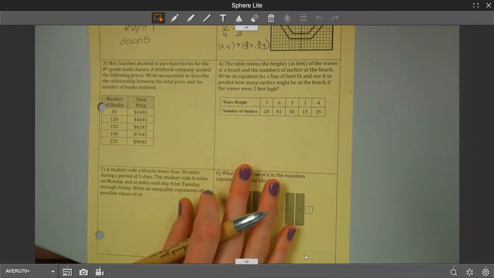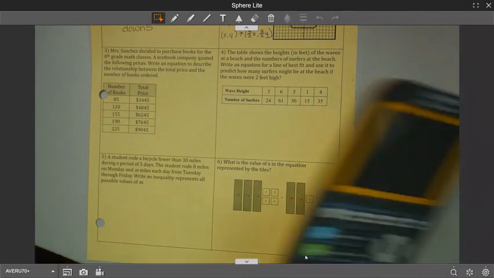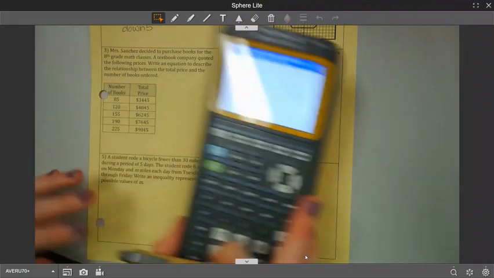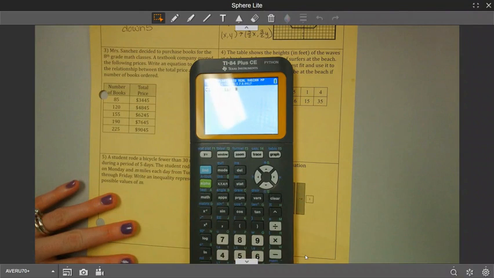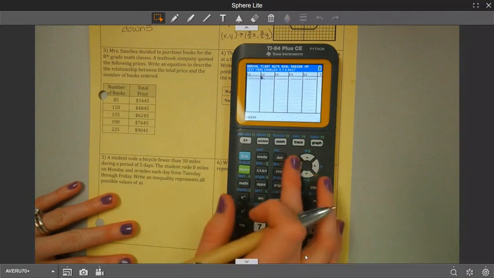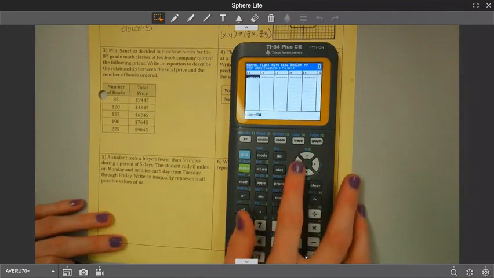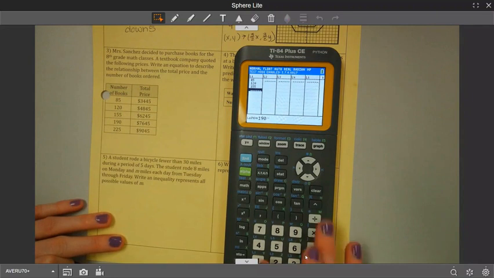Number 3 says, Mr. Sanchez decides to purchase books for the 8th grade math classes. A textbook company quoted the following prices. Write an equation to describe the relationship between the total price and the number of books ordered. Well, I've got a table, so I'm going to put it in the calculator. I'm going to clear my list by doing second plus 4, enter. Then we're going to go to stat, and we're going to work in edit. So x values in list 1, so I'm going to type 85, 120, 155, 190, and 225.